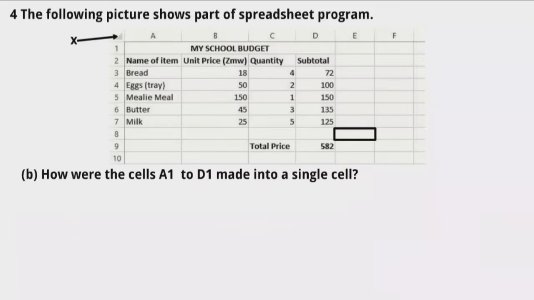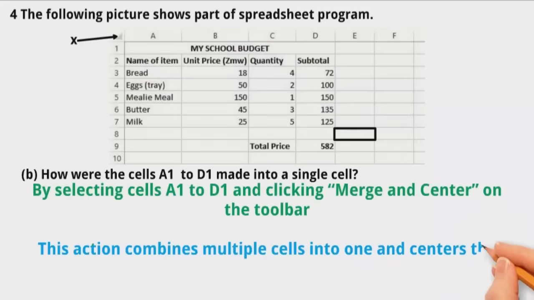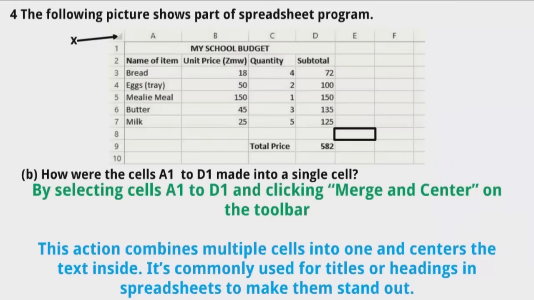How are the cells A1 to D1 made into a single cell? By selecting cells A1 to D1 and clicking Merge and Center on the toolbar. This action combines multiple cells into one and centers the text inside. It's commonly used for titles or headings in spreadsheets to make them stand out.